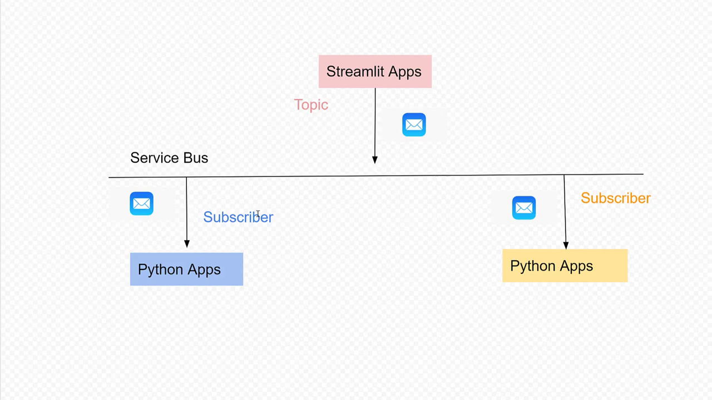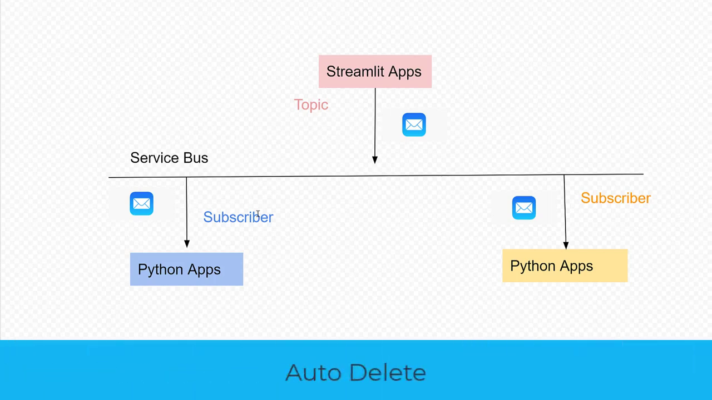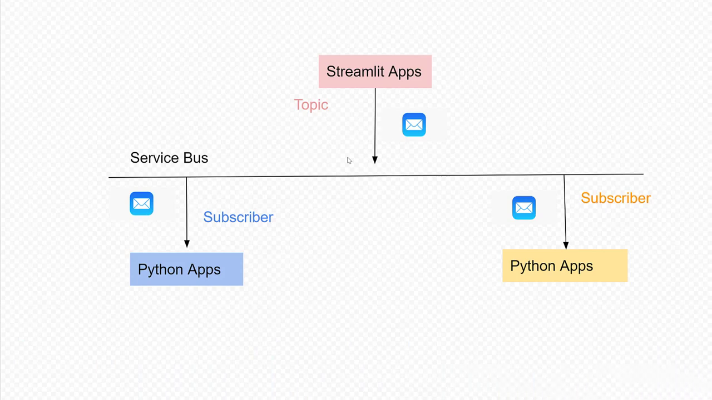Next feature is called auto delete on idle. So it can automatically delete messages if they are just there and nobody is picking them up. So in effect, you can put the TTL, time to live, on the messages, so they can automatically delete. You don't have to do any extra work in case the subscribers are not there. The messages will automatically delete.